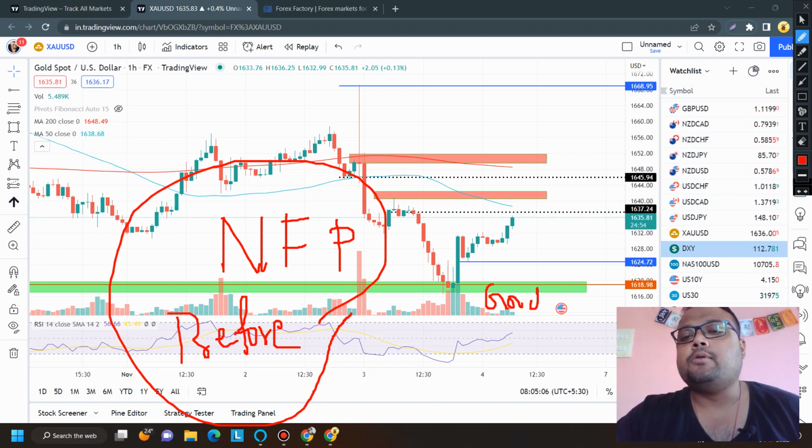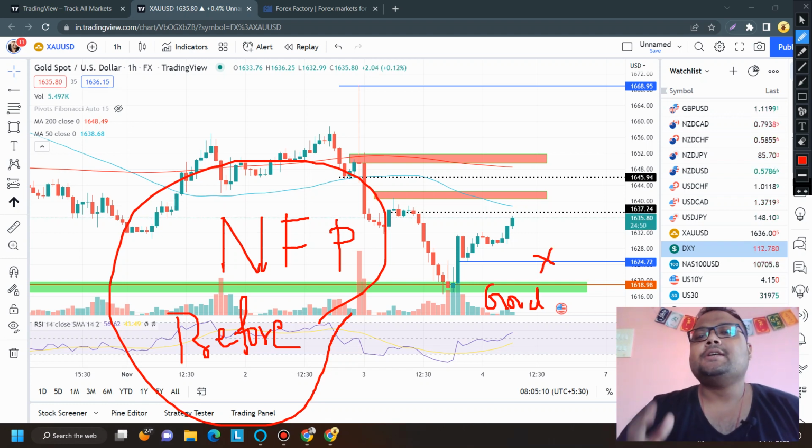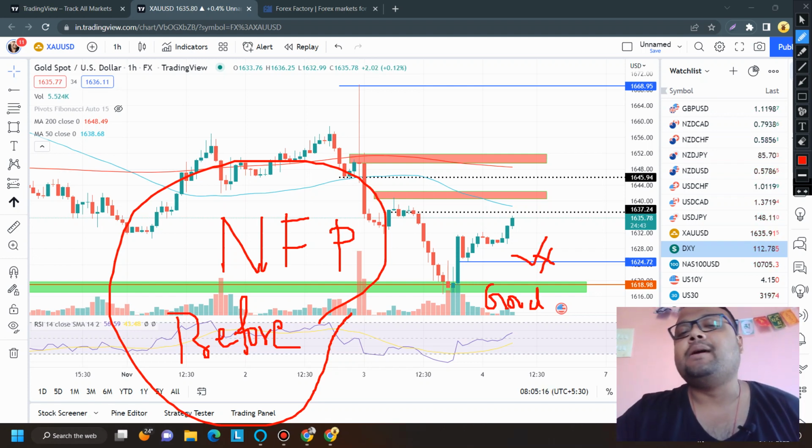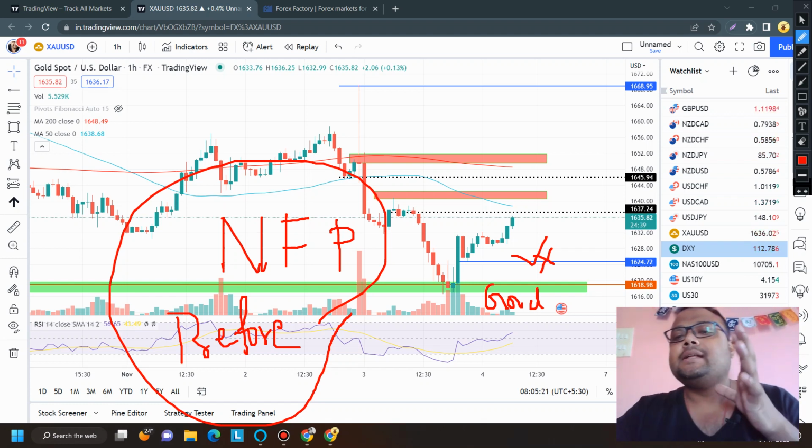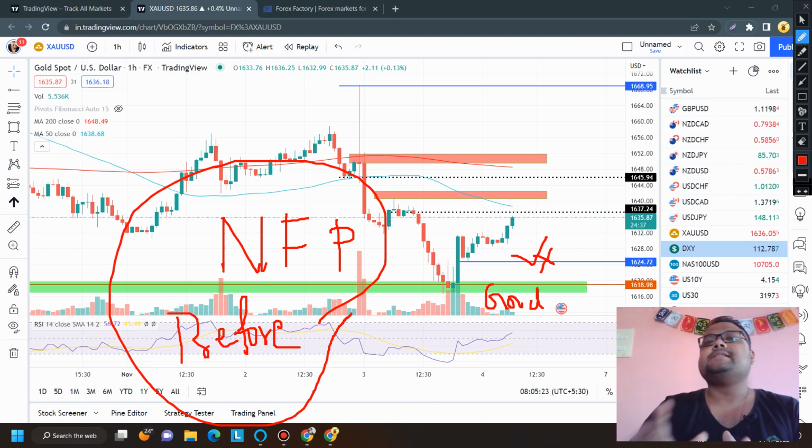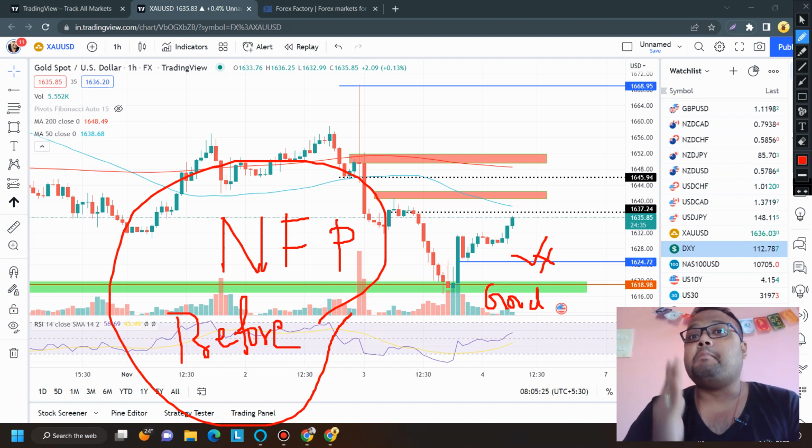This is a good support. But is this a good support? No, this is a minor support in the market. So in case the market comes down before the news, when things are normal, then you can expect the market to bounce. So 1624 is a minor support, and 1620, 1615 is a good support for the market.